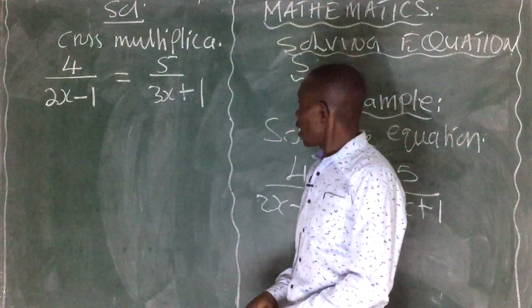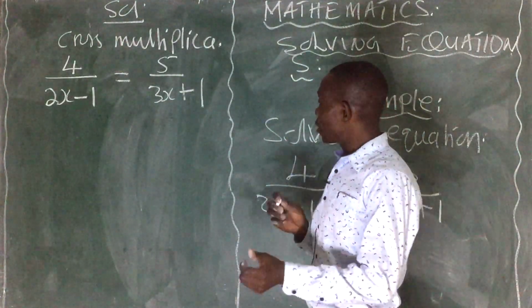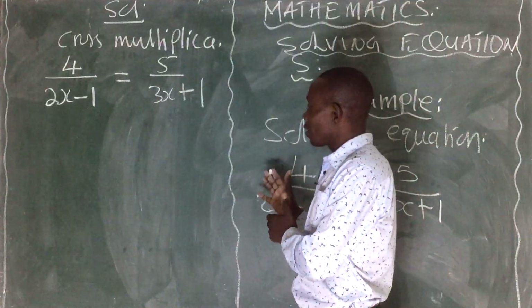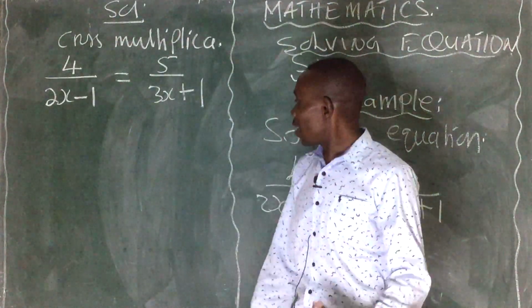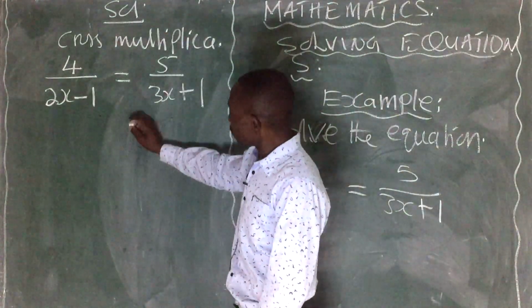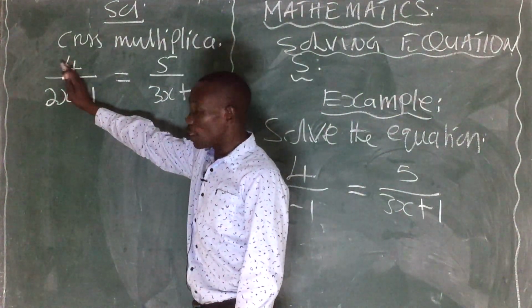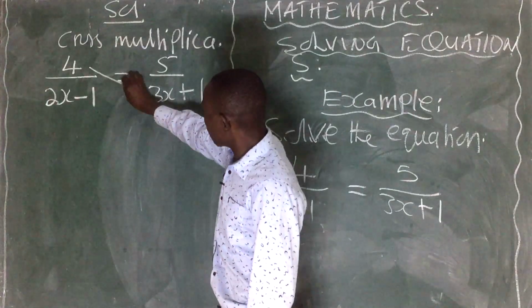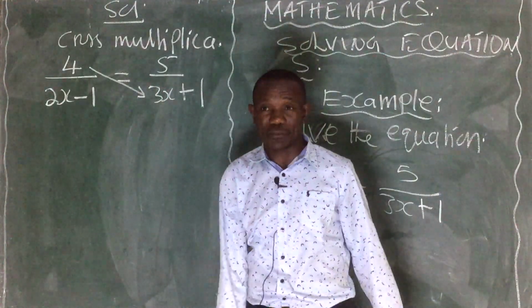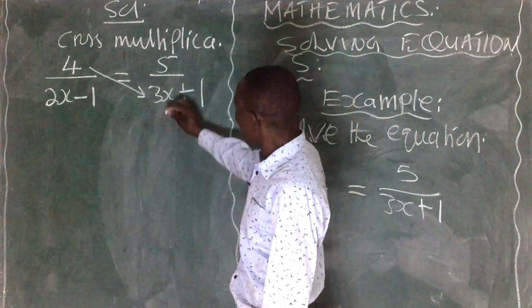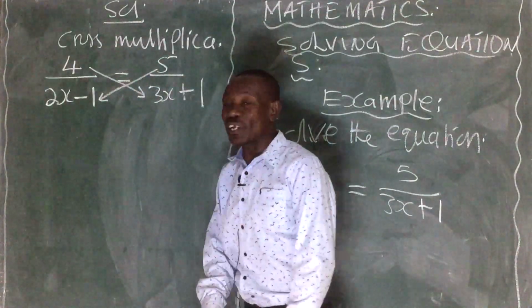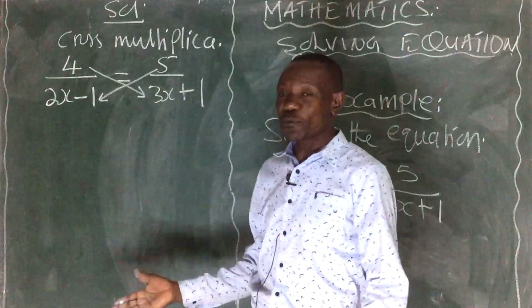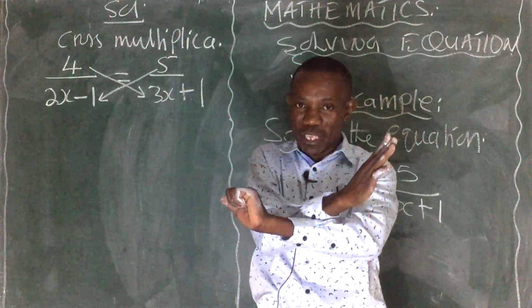Cross multiplication asks us to multiply the numerator of one fraction by the denominator of the other. Like in this case, it means I'll consider the numerator of the fraction on the left hand side to be multiplied by the denominator on the right hand side. And again, the numerator on the right hand side will multiply by the denominator on the left hand side. You can see it is more like a cross. So that's what it means there.